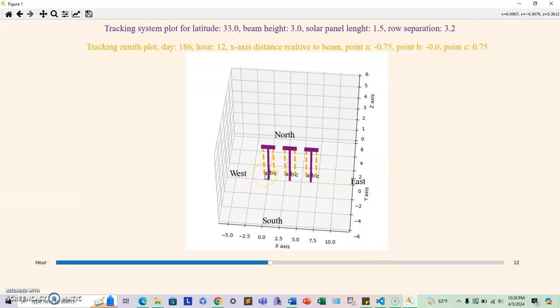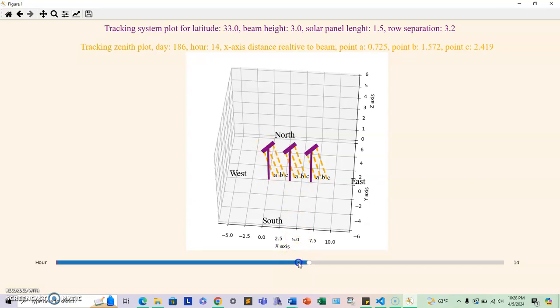Point A is like negative 3/4 of a meter to the left and 3/4 to the right at noon, because you know the sun is right on top of the solar panel. But as it moves and our module pivots, it's going to change the location of A, B, and C.